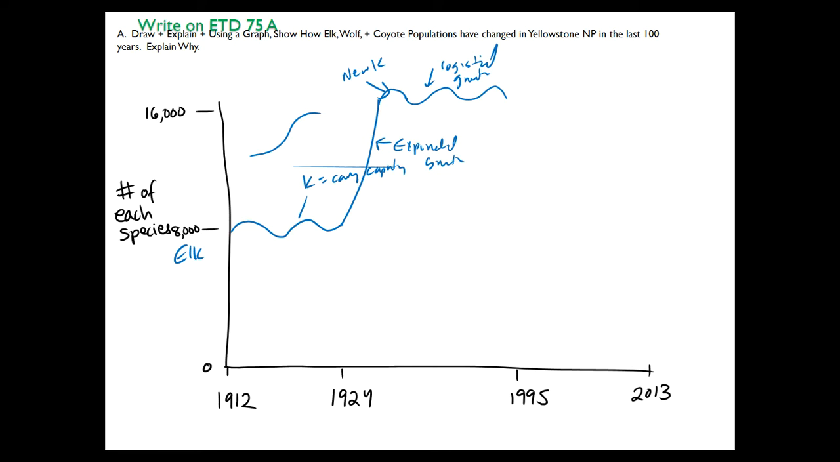And over time, of course, by 1995, there was another huge change in the population. The population suddenly dropped. The scientists got really worried as the elk population dropped off like crazy.